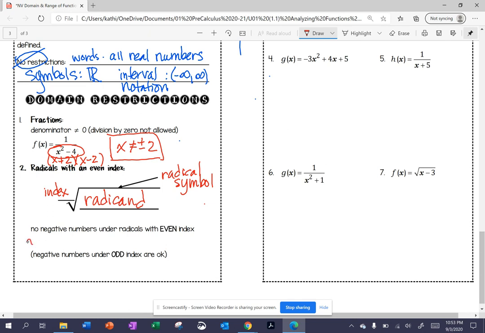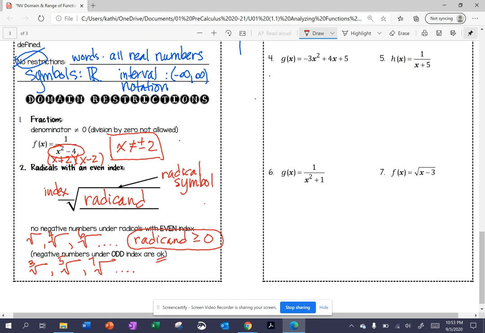An even index is the square root, or the 4th root, or a 6th root. I'm only interested in the even roots, and the restriction is the radicand has to be greater than or equal to 0. I can't have a radical with an even index of a negative number in the real number system. For an odd index, which is the 3rd root, or the 5th root, or the 7th root, there are no restrictions. These are okay.